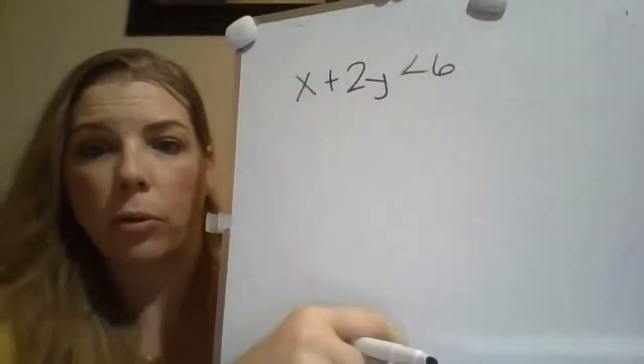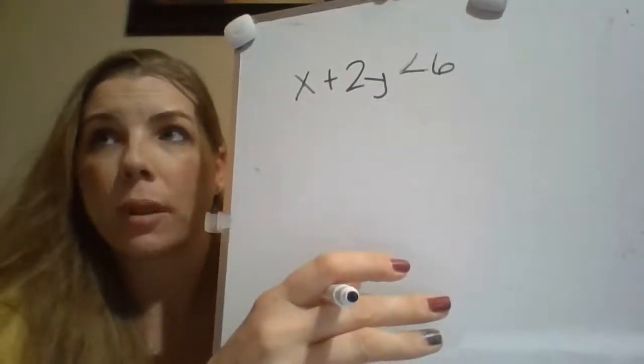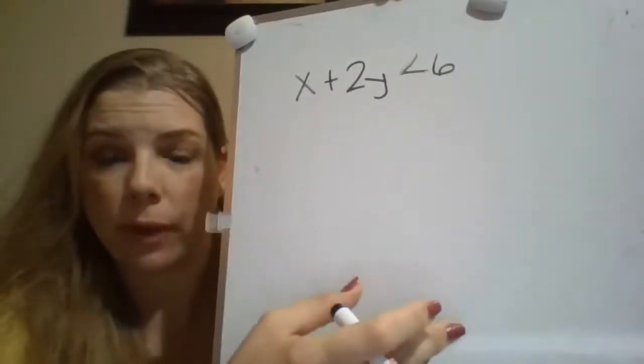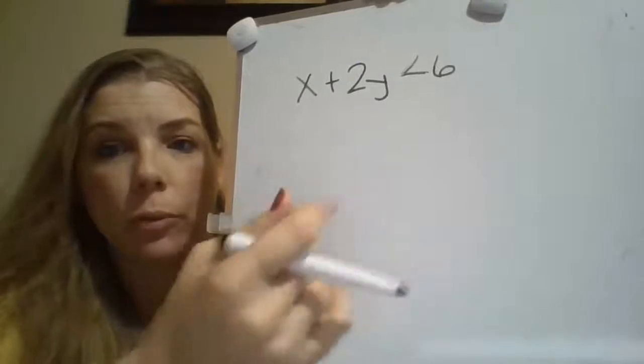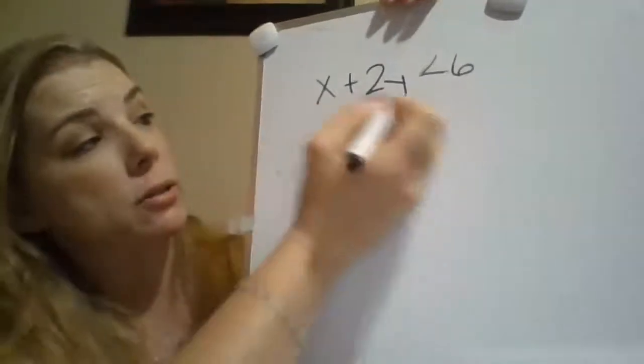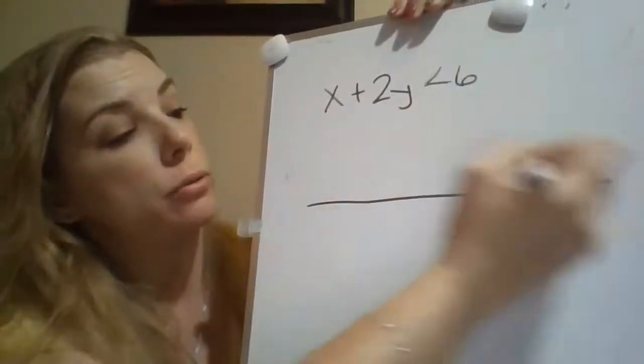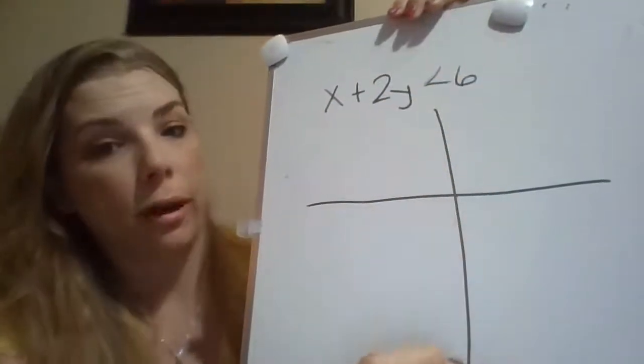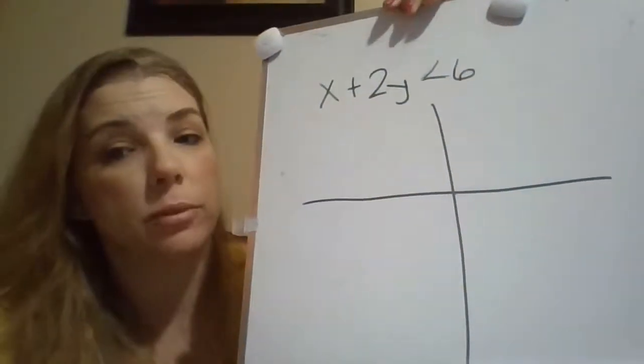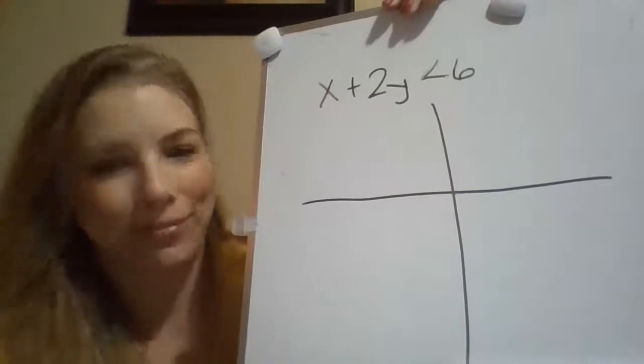Okay, because there's 2 variables. Like previously when we were graphing not inequalities, absolute value, there was only 1 variable. So we only had 1 number line. But now because there's 2 variables, you're going to have a coordinate graph. Oh, that is not even straight. I am so sorry. Pretend that it's straight today.